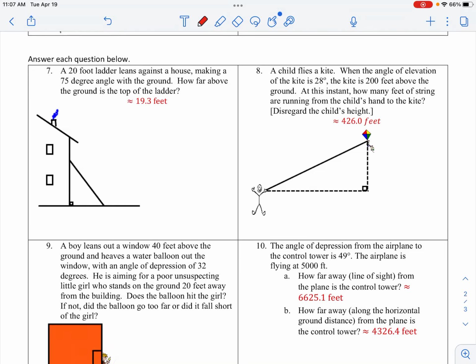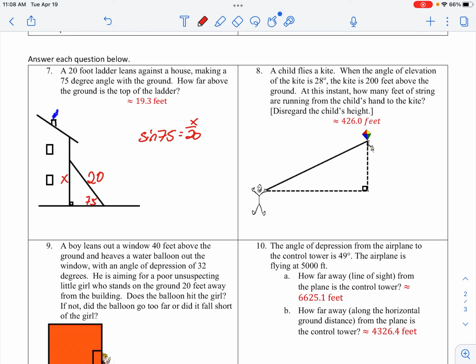Okay, number 7, a 20-foot ladder leans against a house, making a 75-degree angle at the ground. So that's where that 75-degree goes. How far above the ground is the top of the ladder? So that's what we're trying to find, is the height. All right, set up your trig, and we got ourselves a sine of 75 degrees is opposite over hypotenuse. Go to your calculator, type it in, and we do get 19.3.